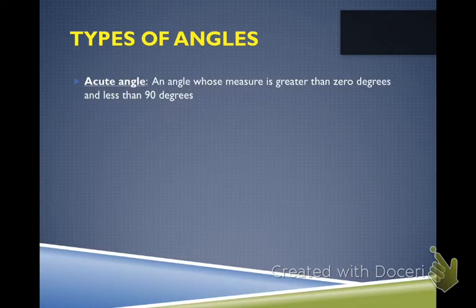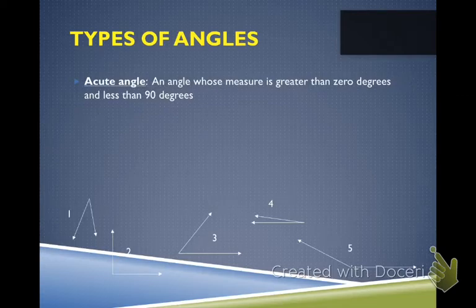First one, you need to write the description down. An acute angle is just any angle whose measure is greater than 0 but less than 90 degrees. Greater than 0, less than 90. That means it could be 1 degree, 2 degrees, it could be 89 degrees, but it cannot be 90 and it cannot be 0. Anywhere from 1 to 89. There you go.